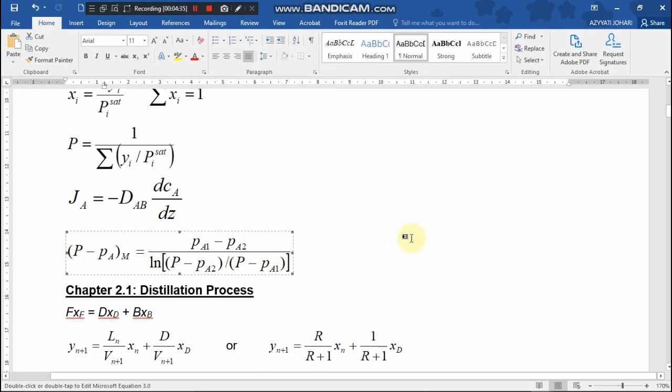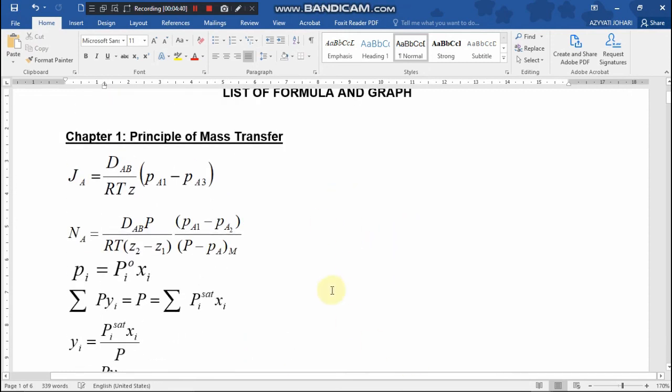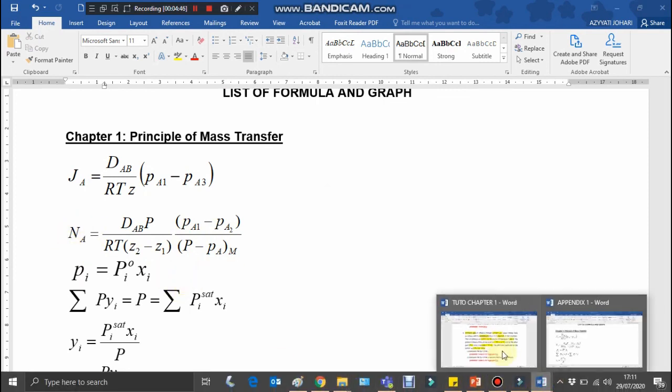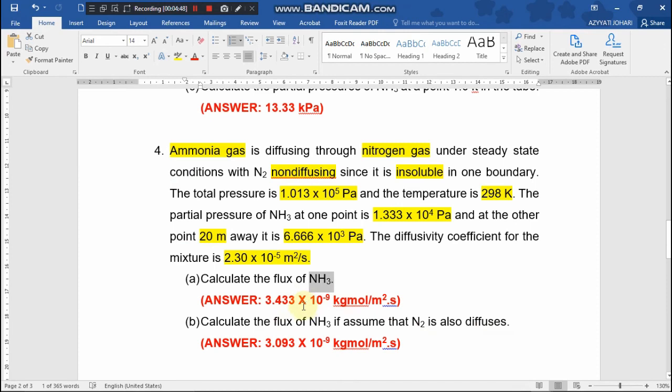So after you get the value for P minus PAM, you substitute it inside this equation, then finally you will get the NA value. So that is how you solve for question number A. Okay, for A, finally you will get the value of flux for NH3, 3.433 multiplied by 10 to the power of minus 9 kgmol per m2s.